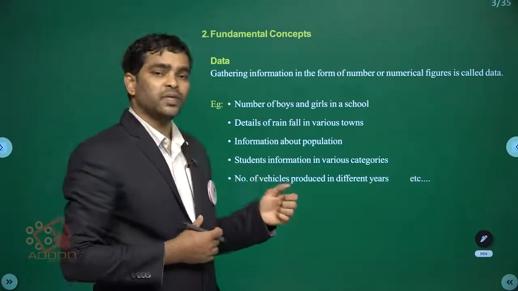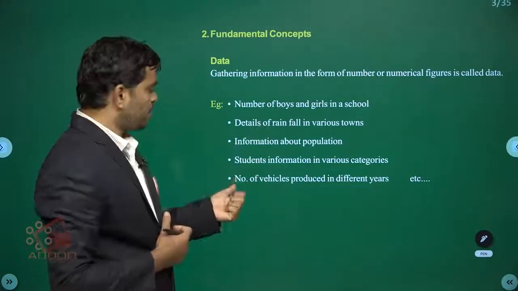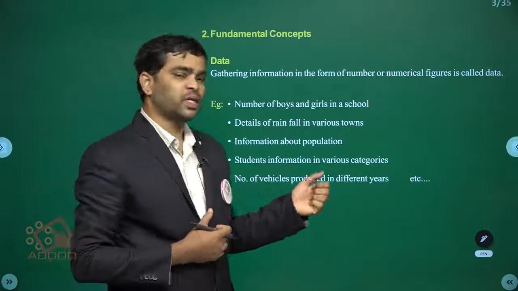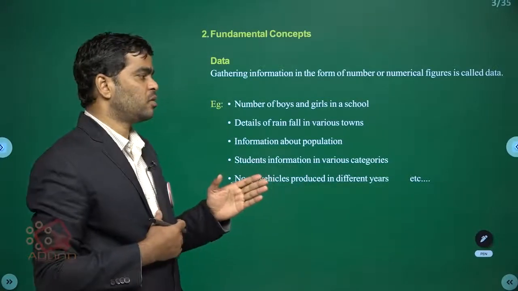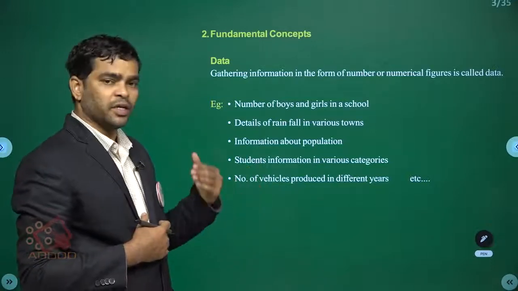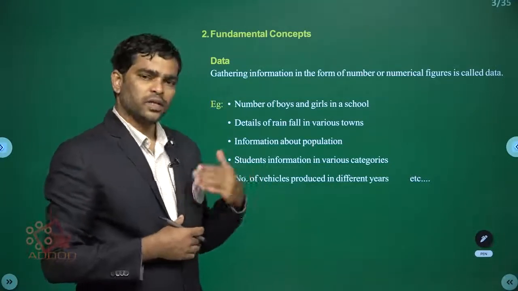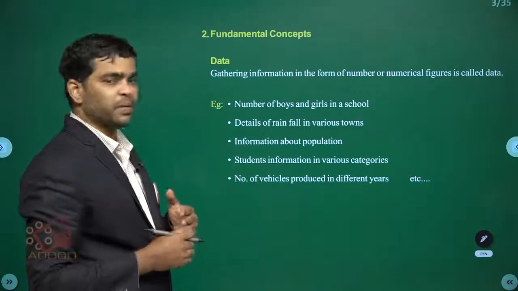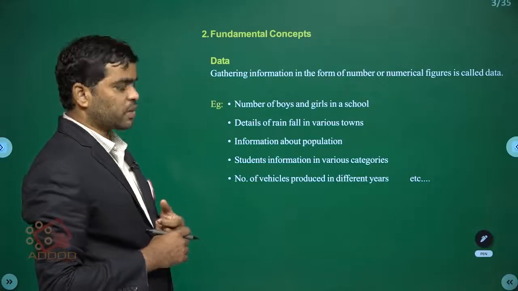Students' information in various categories, where categories means age group. Number of vehicles produced in different years, like in 2020, what models Maruti Suzuki introduced. Like that, any company's data can be collected in numerical form.